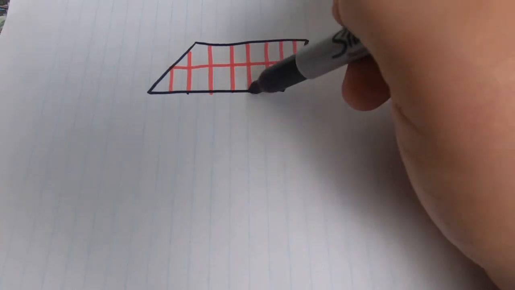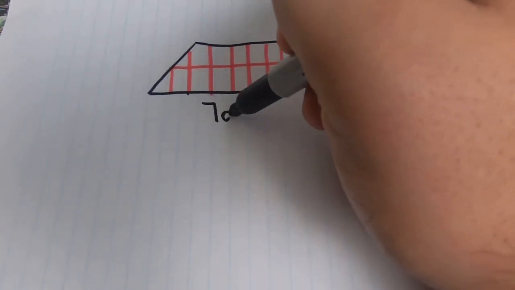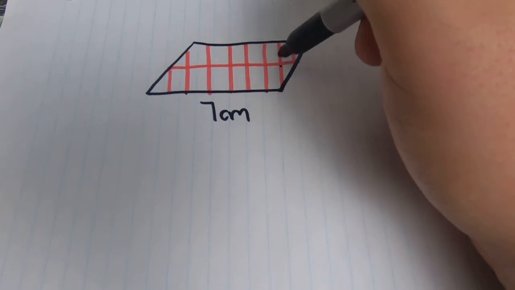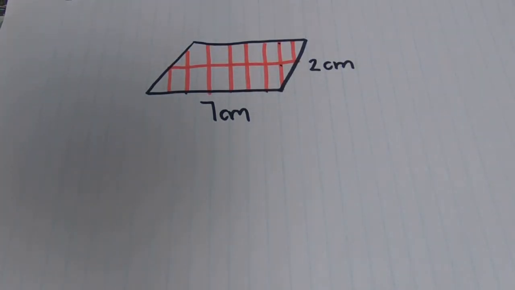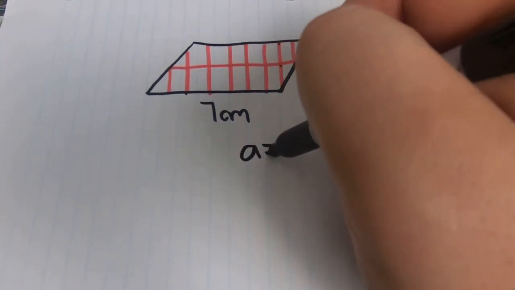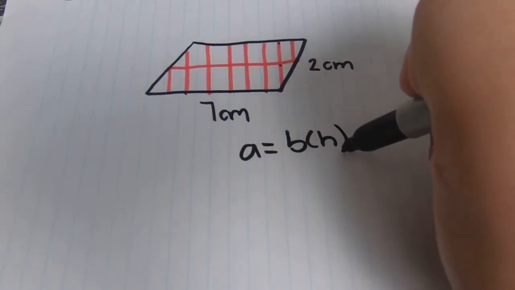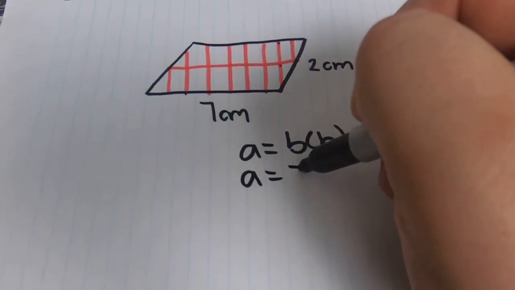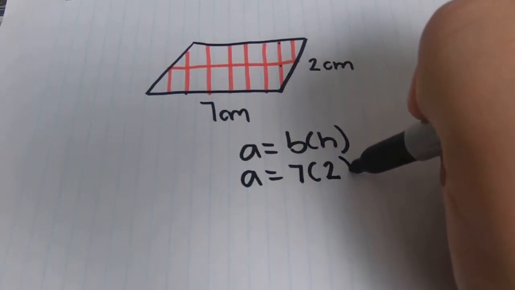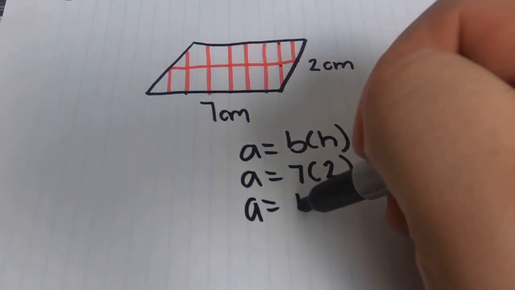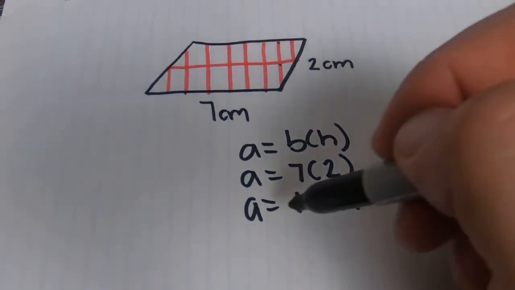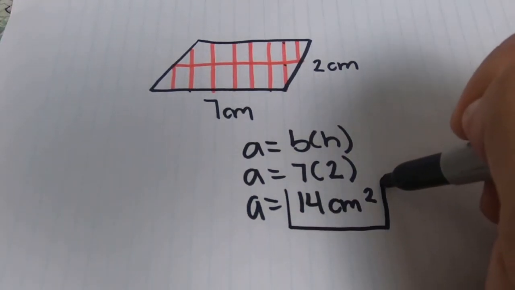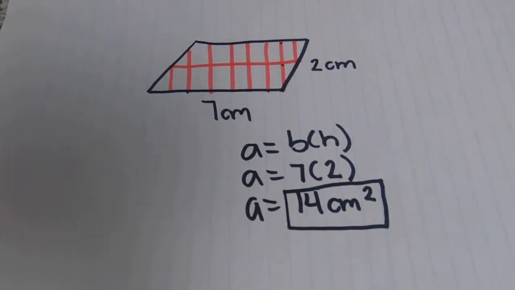All right, so if we count it out, you should have gone 1, 2, 3, 4, 5, 6, 7 centimeters again. And this time a height of 1 and 2. And there is our measurement. So our formula would simply be area equals base times the height. The base is 7. The height is 2. And 7 times 2 gives us 14 centimeters squared. And that is our final answer there. So hopefully you were able to end up with 14 centimeters squared.